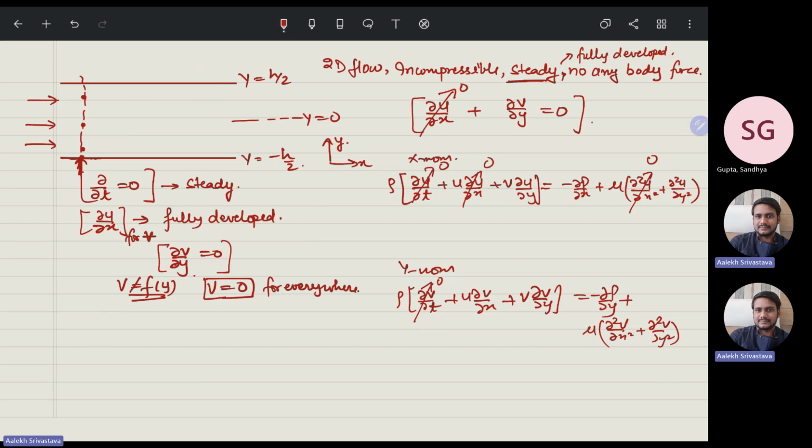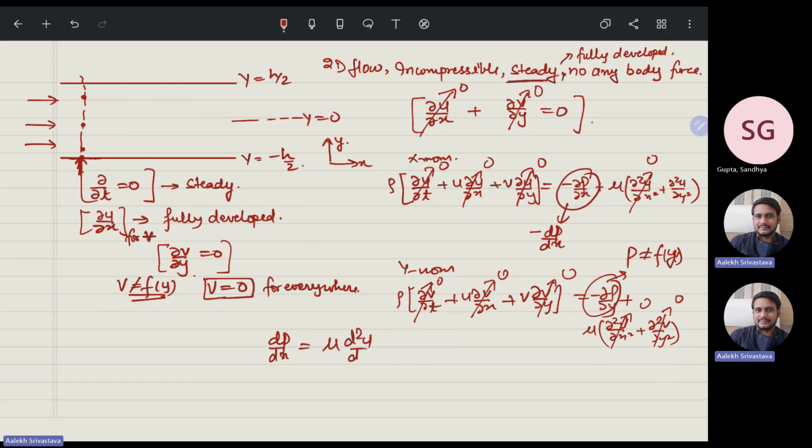Okay. Now, since v is equal to 0, this term will also go to 0. This term will also go to 0. This term will go to 0. This term, and this term. So here, if you see, you will get that pressure is not a function of y. So pressure is only a function of x. So this partial derivative will change to an ordinary derivative, dp by dx. So what is left? dp by dx is equal to mu d2u by dy square. So it's a simple ODE, ordinary differential equation.